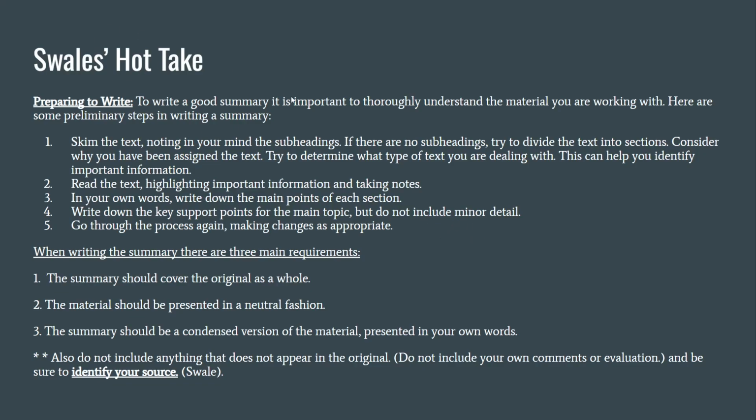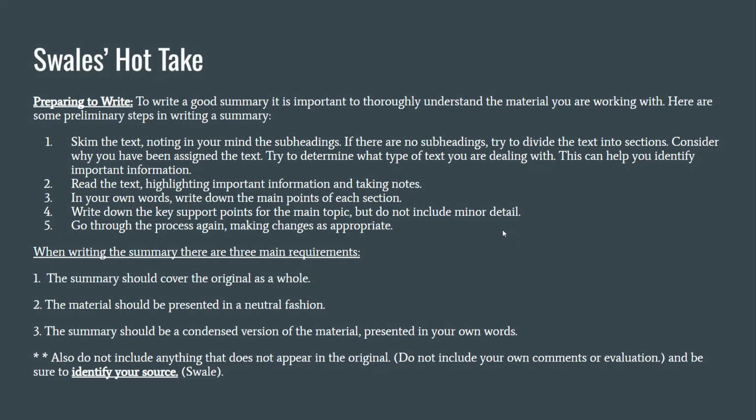So here is Swales' hot take. Swales is another resource that we use. Swales says, to write a good summary, it is important to thoroughly understand the material you're working with. Here are some preliminary steps in writing a summary. You're going to skim the text, noting in your mind the subheadings, if there are subheadings. If there aren't any, you could try and divide the text into sections. You're going to consider why you've been assigned this text and what type of text you're dealing with, and potentially that'll help you identify the important information based on what type of text and why you've been assigned it.